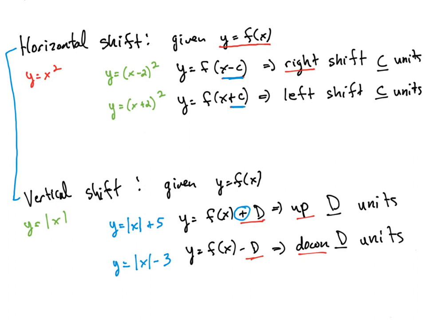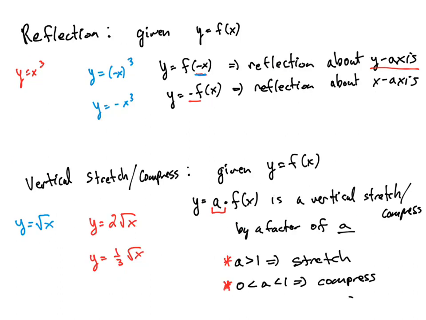Conversely, anything that happens outside of the function is vertical. So here we're adding or subtracting d, that's a vertical shift. When we put a negative outside the function, that's a reflection about the x-axis, which is flipping it upside down, which is a vertical reflection. And then multiplying by a coefficient a outside of the function is a vertical stretch or compression. So this is one way that you can categorize each of these transformations.